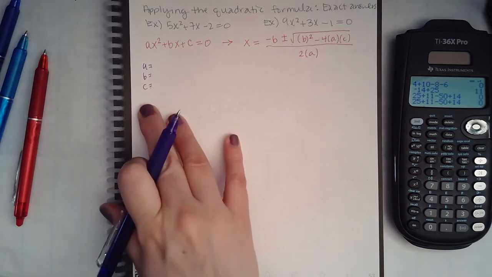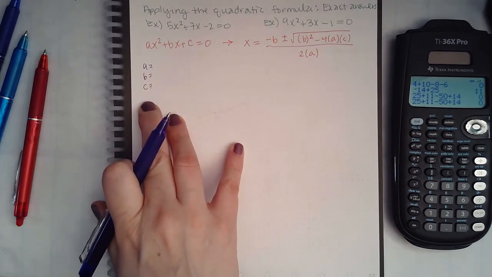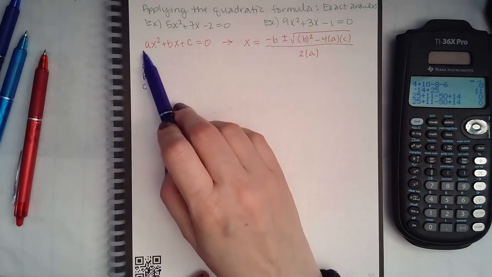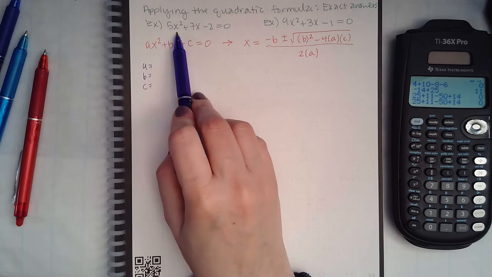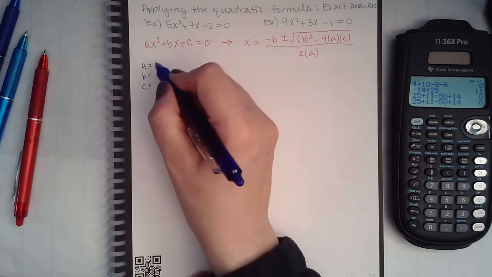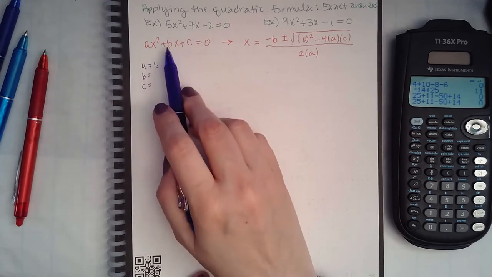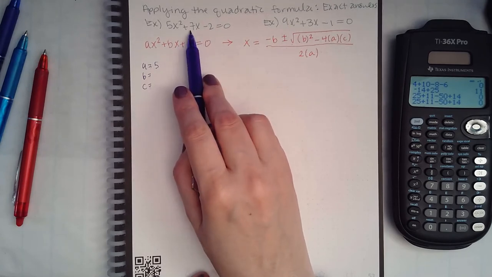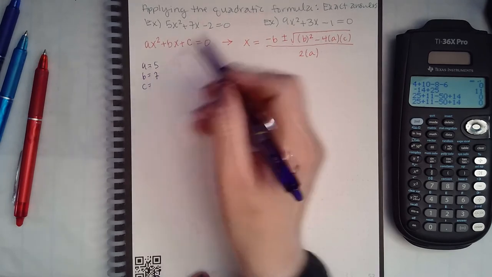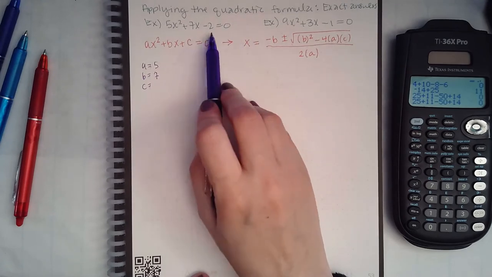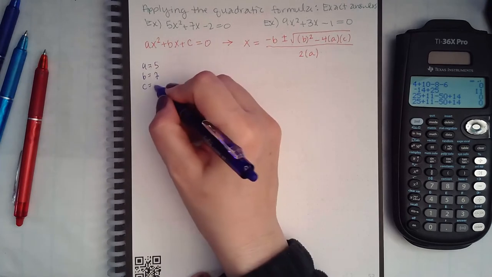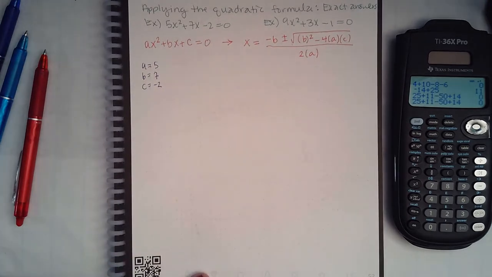But at least at the beginning, when we're showing this for the first time, we like to identify those coefficients. So A is the coefficient of x squared. This is my x squared term, so my coefficient is a positive 5. B is the coefficient of x. Here's my x term, and so my coefficient here is a positive 7. And then C is my constant. However, my constant here is a negative 2. So I need to write negative 2 for C.